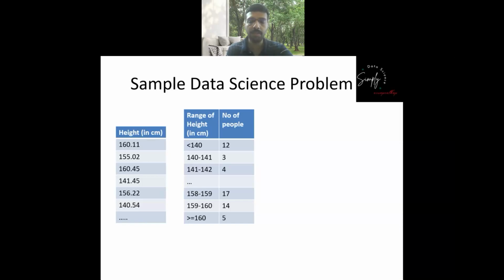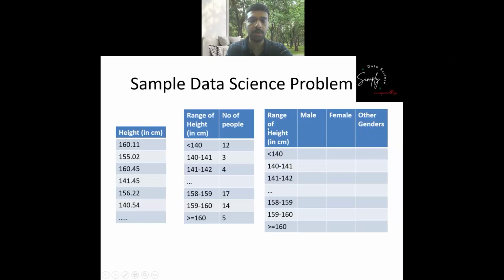Now suppose somebody comes and tells me, okay, actually there are height differences based on gender. The height of females tends to be less than the height of males. Now again, I land at another problem. I don't have the data to tell whether that is right or true. So again, I have to go back to my data collection point. I have to have information regarding gender to do this particular data science problem: male, female, other genders, and all.